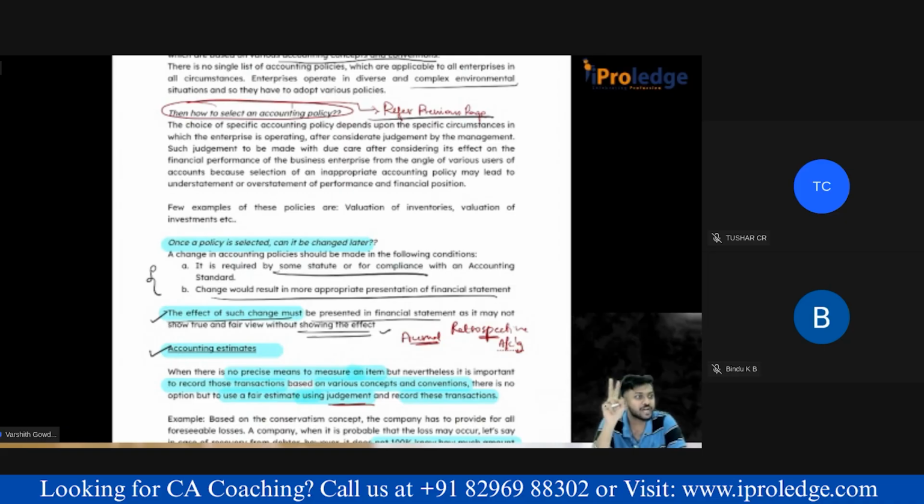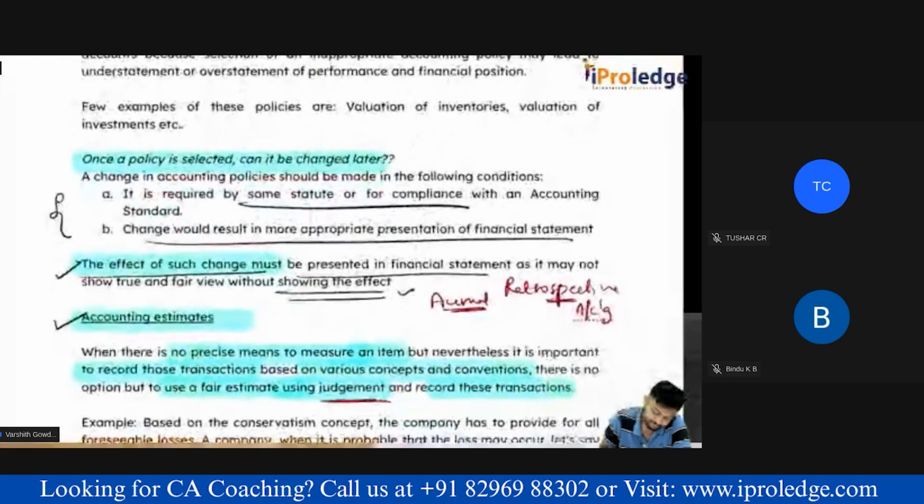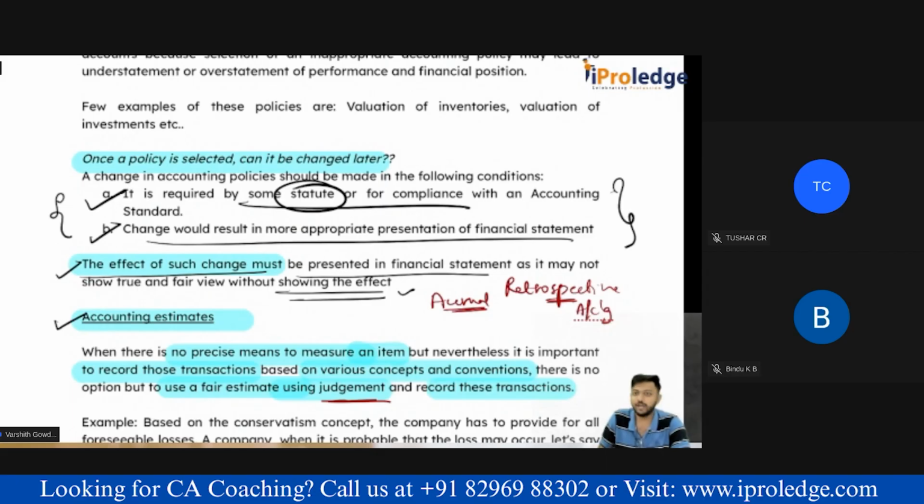To which was that too? Same thing. See, same thing they have given here. You can change the accounting policy in two situations: when statute says or when it leads to better presentation. Same thing given here. Okay.